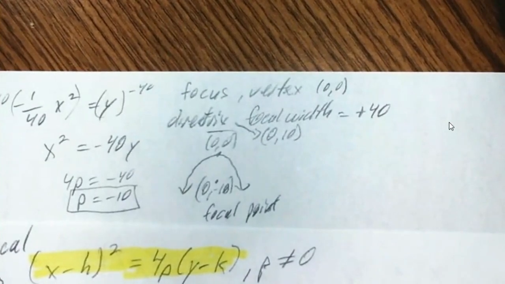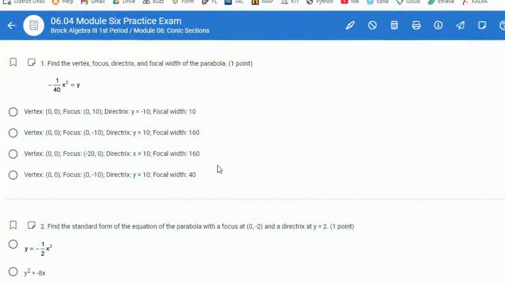So let's see if we can find the multiple choice when it has these 4 points. Yeah, they all have the vertex at 0, 0. The focus point, we said, is at 0, -10. There are 2 of them that have that choice. The directrix will be above that at 10, but the focal width has to be this one at 40, not 160. It's 4p, but p is -10, not -40. They're trying to fool us with having that -40 on there. So this should be the answer.